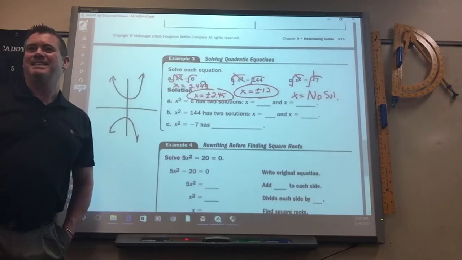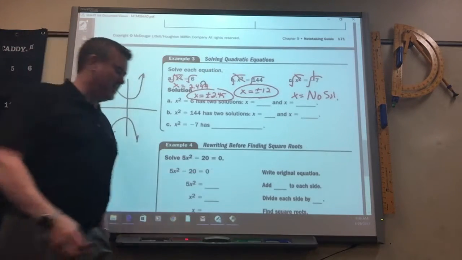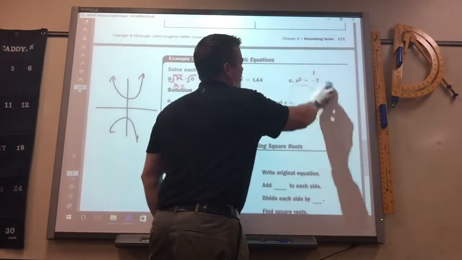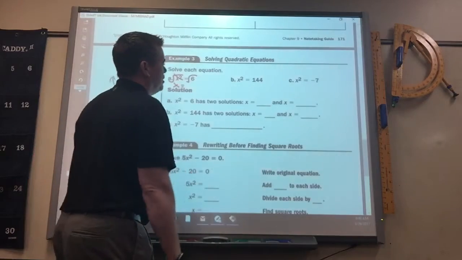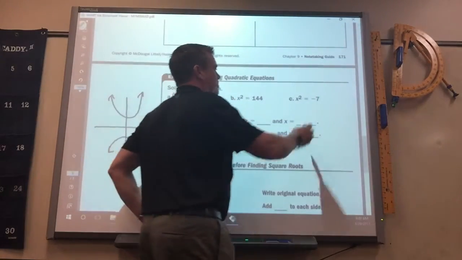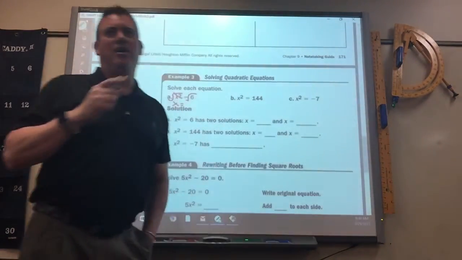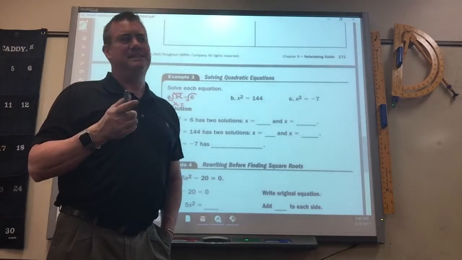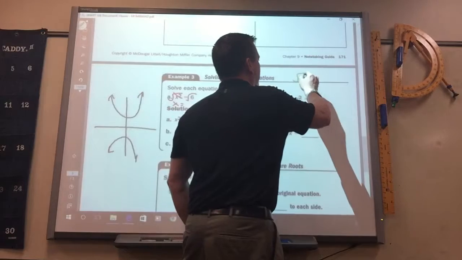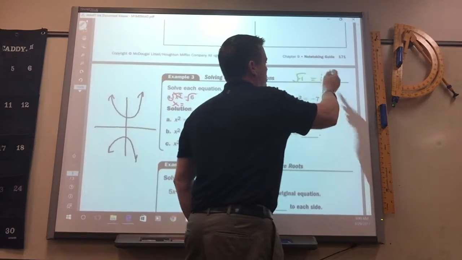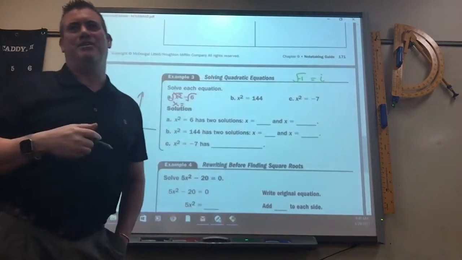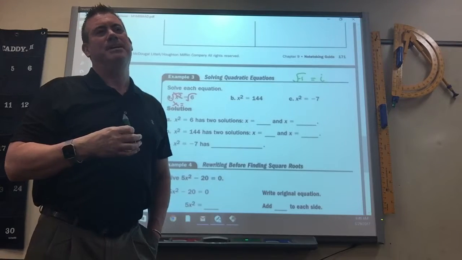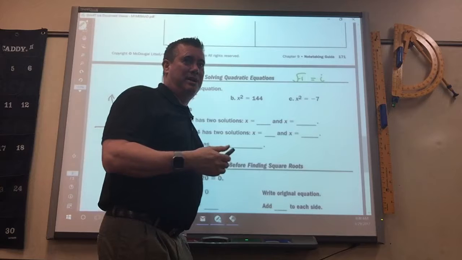What is the square root of -1? If you remember yesterday when we were going through this, there are negative square roots. They're called imaginary numbers. The square root of -1 is called just an i, which stands for imaginary number.